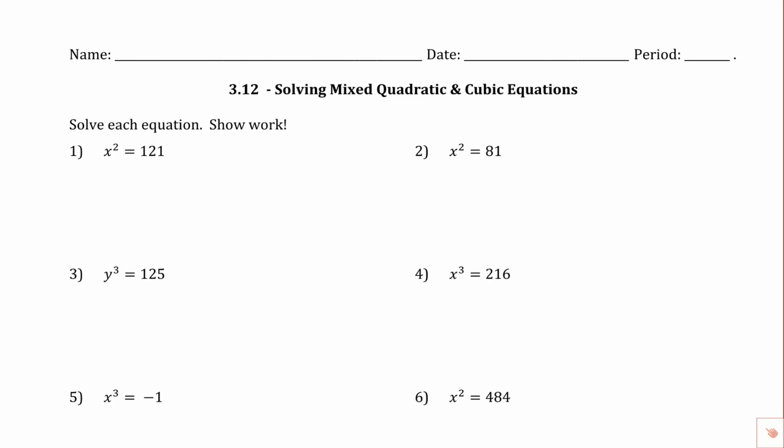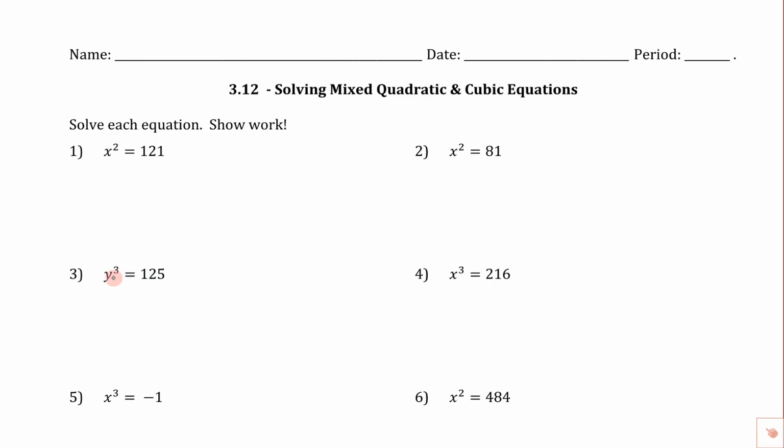Okay, we've already talked about how to solve quadratic and cubic equations. In 312, these are just the same types of equations, just mixed together. So you really need to pay attention to the type of problem that we've got here. So for example, on number 1, this is a quadratic. So we're going to be undoing the squaring by taking the square root of both sides.